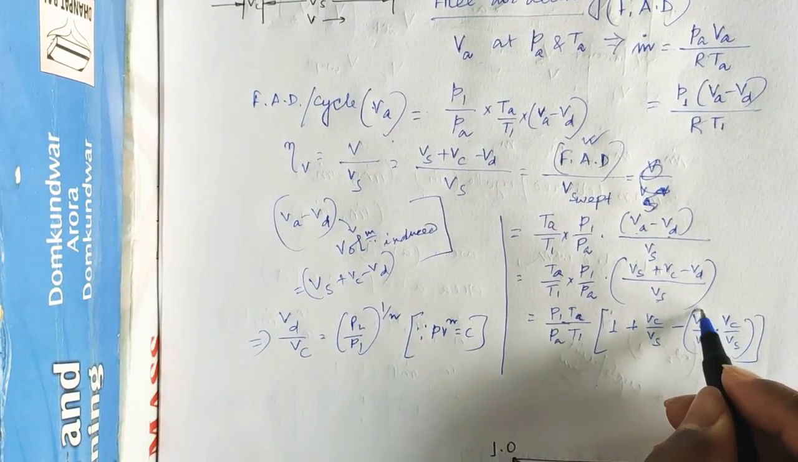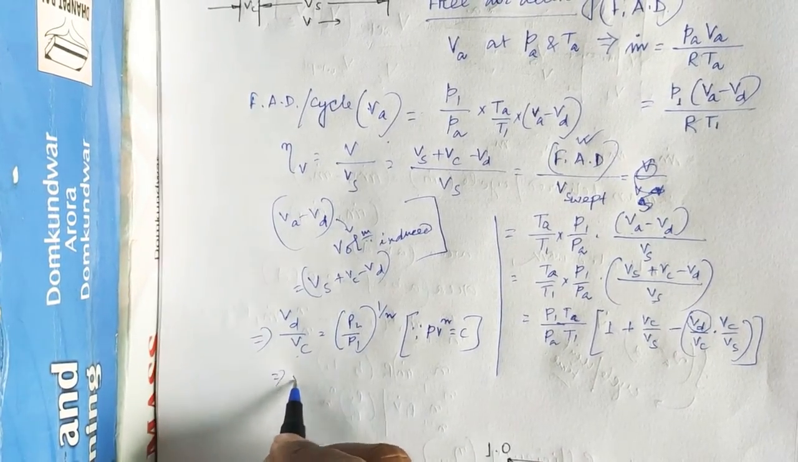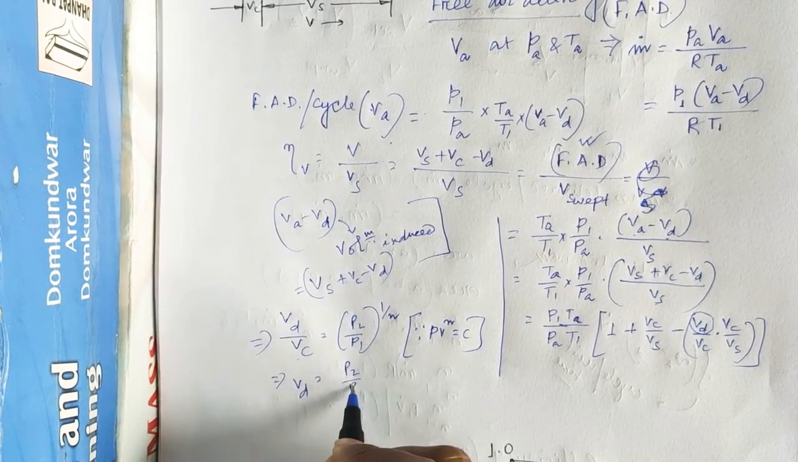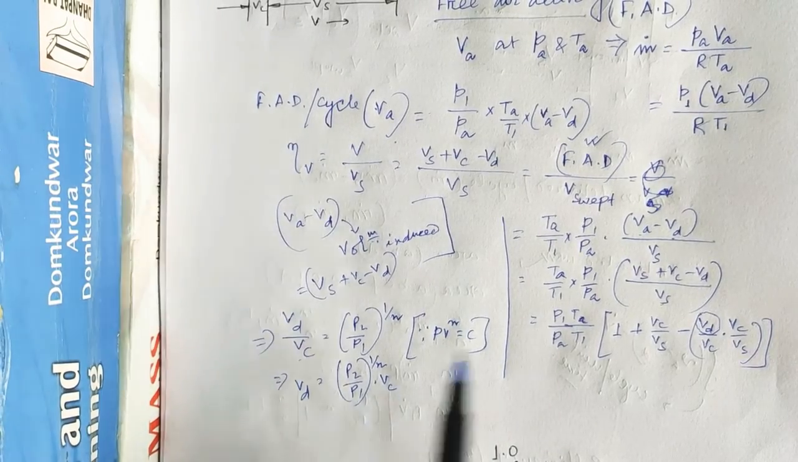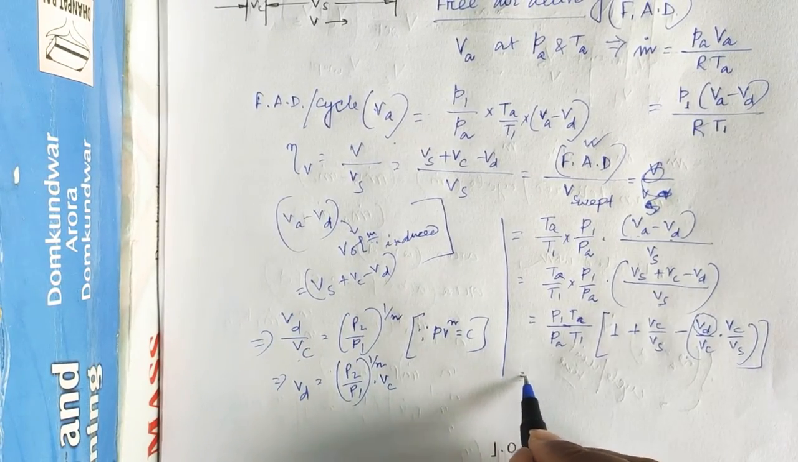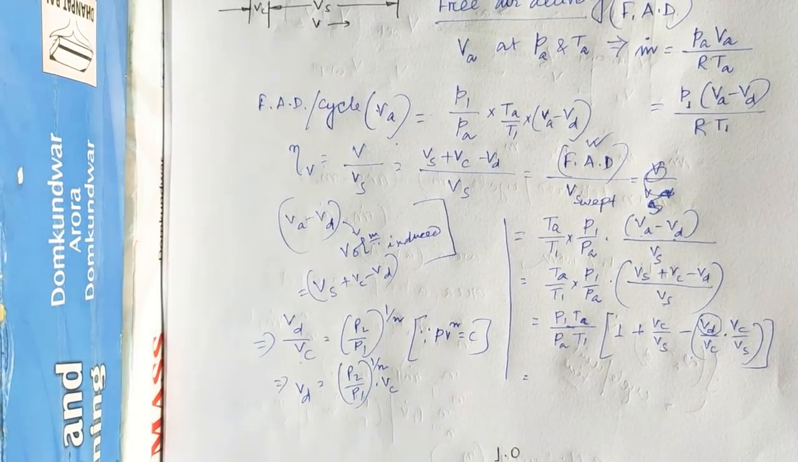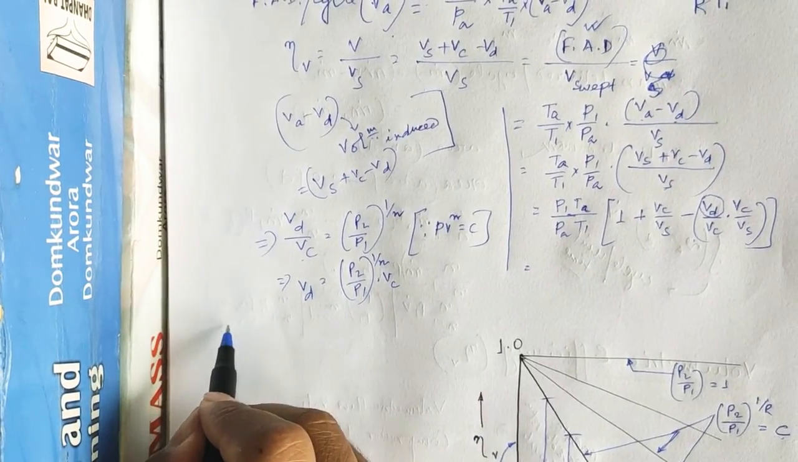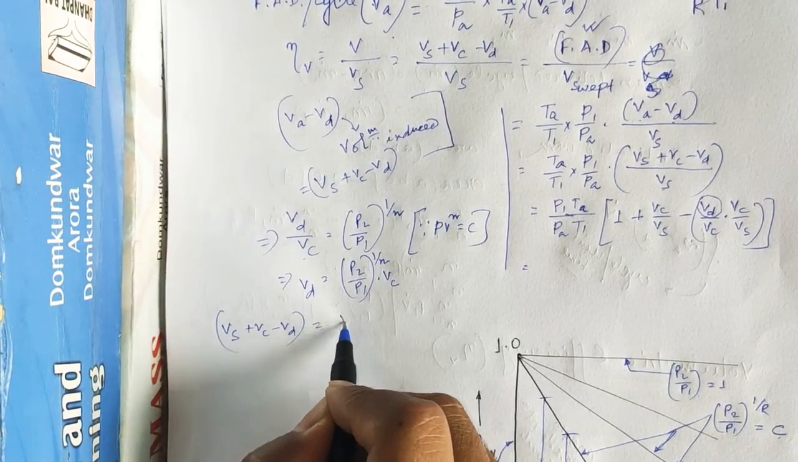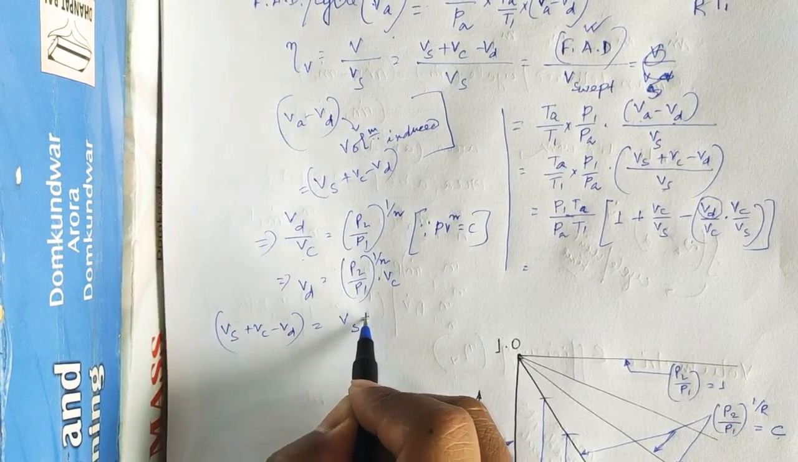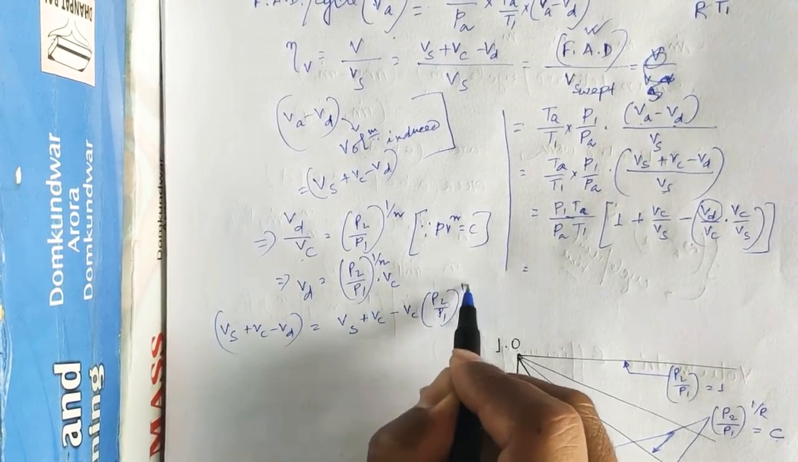So in this expression we have to put the value of this Vd. If we put the value of Vd from this, Vd will be (P2 by P1) to the power 1 by n into Vc. So if we put the value over here, then Vs plus Vc minus Vd will be equal to Vs plus Vc minus Vc into (P2 by P1) to the power 1 by n.